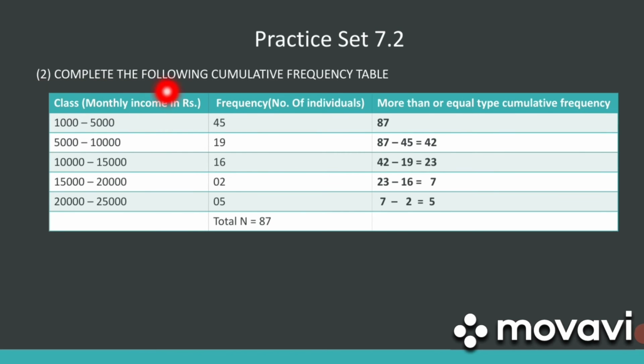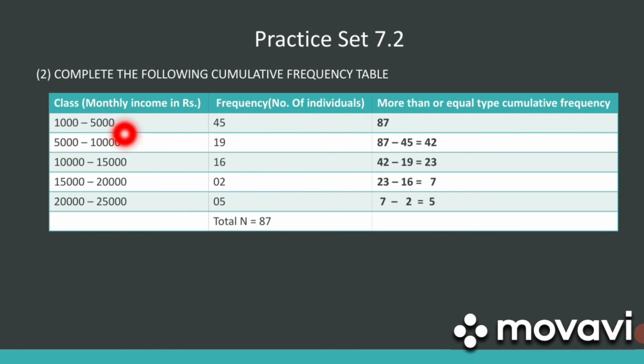Question 2. Complete the following cumulative frequency table. In the following table, we are given the class, which is the monthly income in rupees, and frequency, that is the number of individuals. We have to write the more than or equal type cumulative frequency. The sum of all frequencies is given, that is n is equal to 87. For class 1000 to 5000, the frequency is 45. We write the sum of all frequencies, that is 87, as the cumulative frequency of the first class, that is for 1000 to 5000.